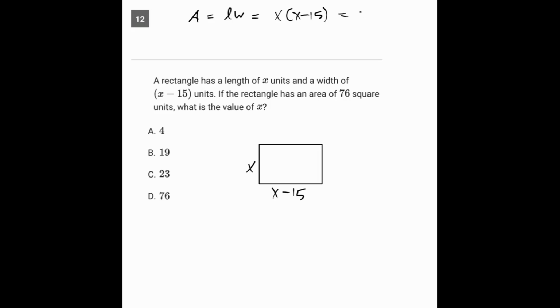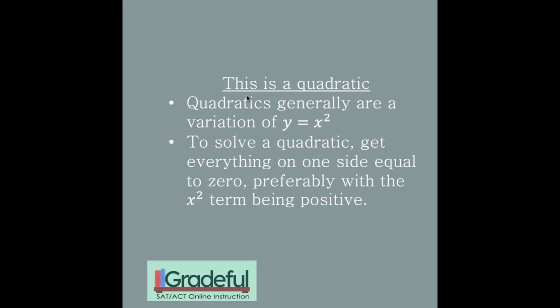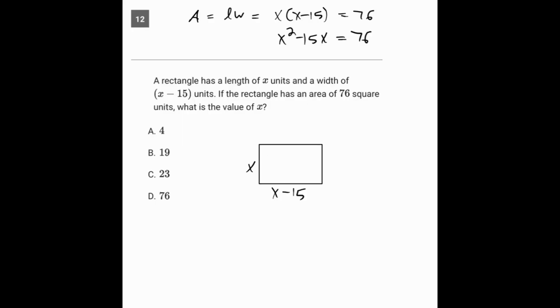And the area is equal to 76. So distributing that, we'll get x squared minus 15x equals 76. Next, we'll say to ourselves, this is a quadratic situation. Anything that is a variation of y equals x squared, once there's just the x squared, you can get everything on one side equal to 0. So for us, that just means moving the 76 over. So x squared minus 15x minus 76 equals 0.